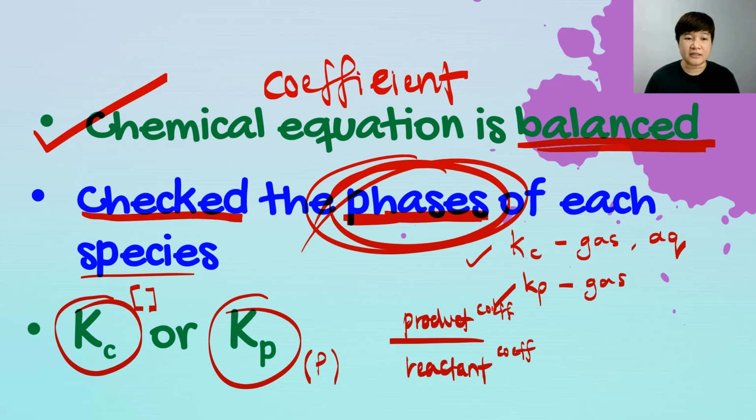And that is everything about Kc and Kp and also some basic calculation about Kc and Kp. We'll look into more calculation in part 2 later on.